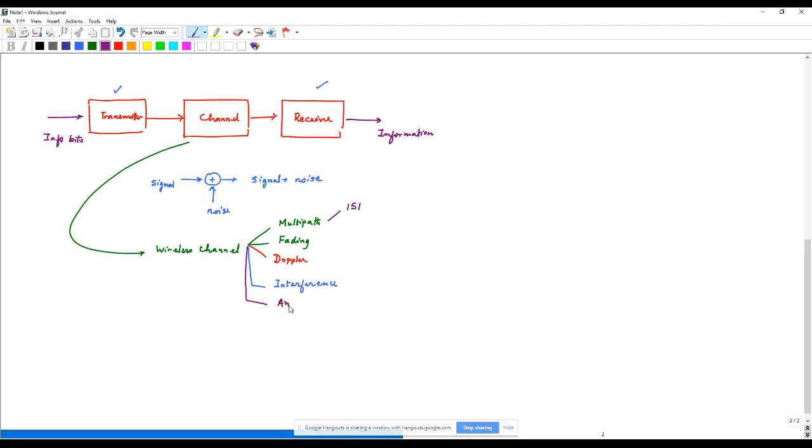So AWGN is also present. AWGN, multipath, fading, the effects of Doppler, and the presence of interference. By this we mean those who are using the same frequencies. So we call it co-channel interference. So this is what makes a wireless channel unique, and difficult to work with, and therefore a dedicated branch of study for the wireless channel. Okay, moving on.